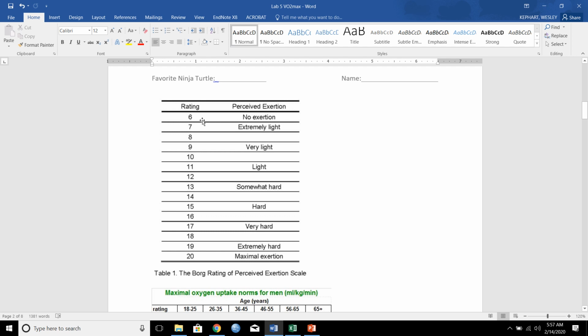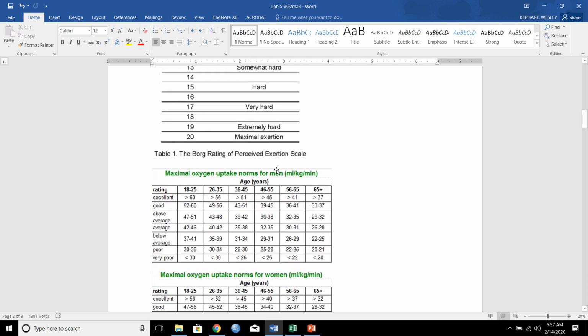60? Maybe that's a resting heart rate. 200, 220 minus your age, 200. That sounds like a max heart rate, right? Isn't that kind of strange? So that's actually how this was derived. It's from a guy named Borg. So it's the Borg rating of perceived exertion scale. That's essentially what that is.